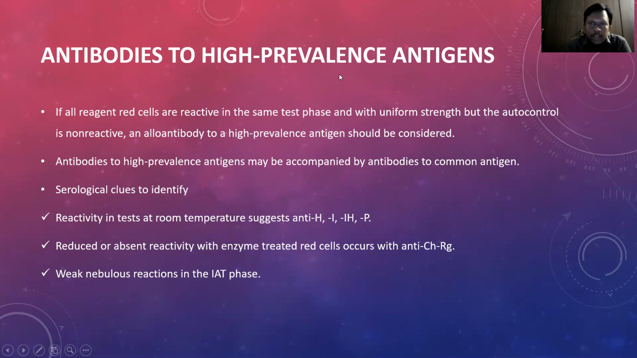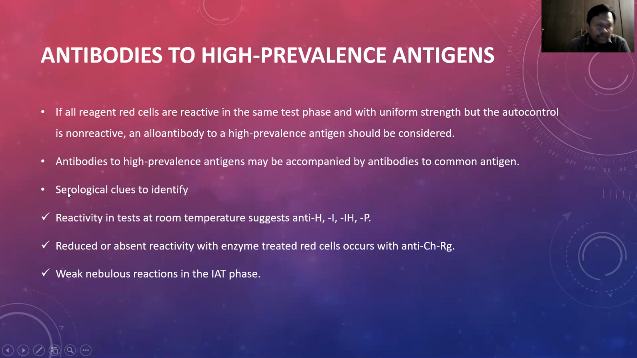Next is antibodies to high prevalence antigen. If all reagent red cells are reactive in the same test phase and with uniform strength, but the autocontrol is non-reactive, an alloantibody to a high prevalence antigen should be considered. So you have a very uniform strength, and the reaction is happening in all the reagent red cells. Antibodies to these high prevalence antigens will also be accompanied by antibodies to common antigens.